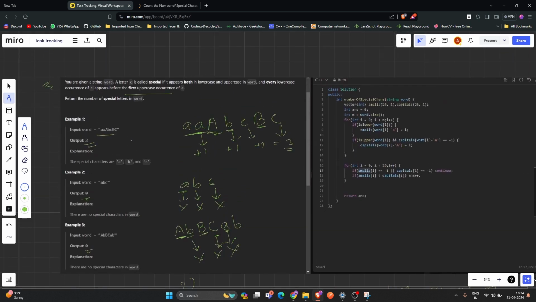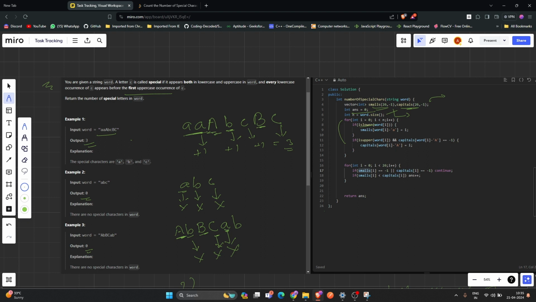So let's understand the code. So I have initialized this smallest. It is nothing but storing the last occurrence of lowercase character, and capital is nothing but it's storing the first occurrence of the uppercase character. I have initialized answer with 0, right? And this is word size. I am traversing through the word, and is lower is nothing but it is checking whether my character is a lowercase character or not. If it is lowercase character, it will return me true. Otherwise, it will return me false, right?